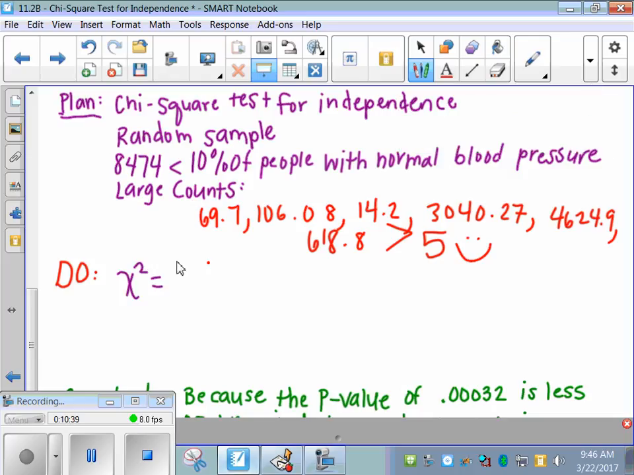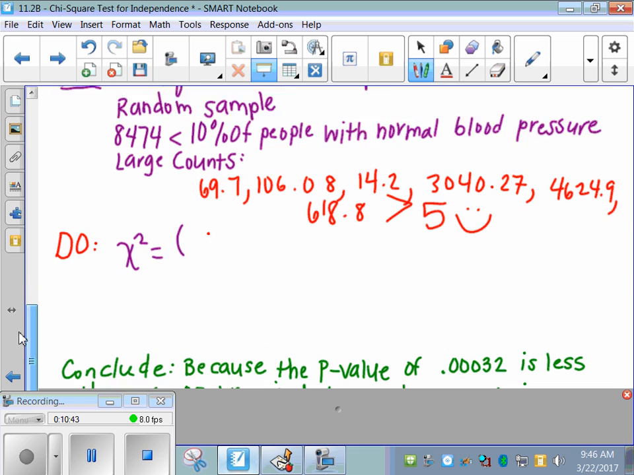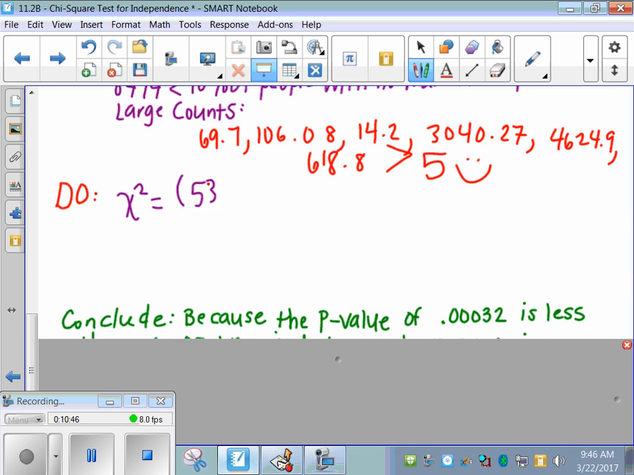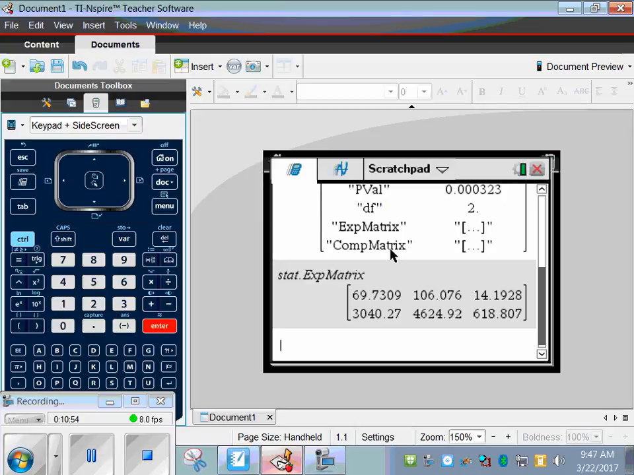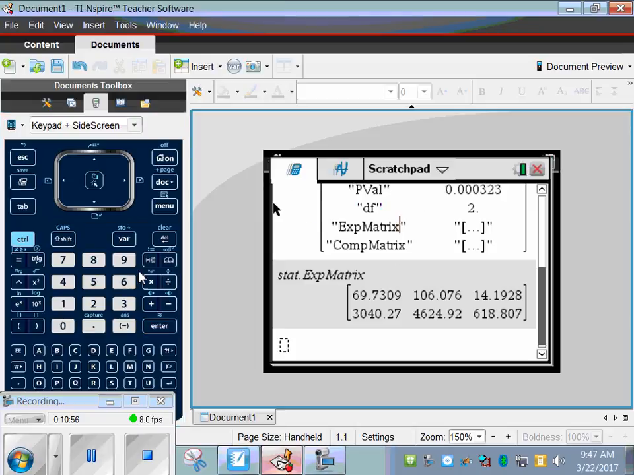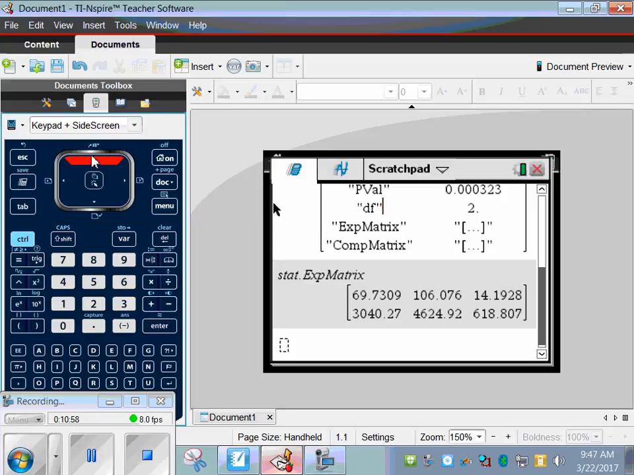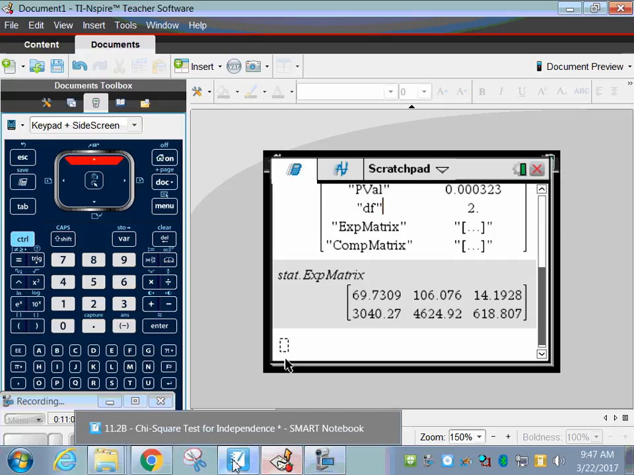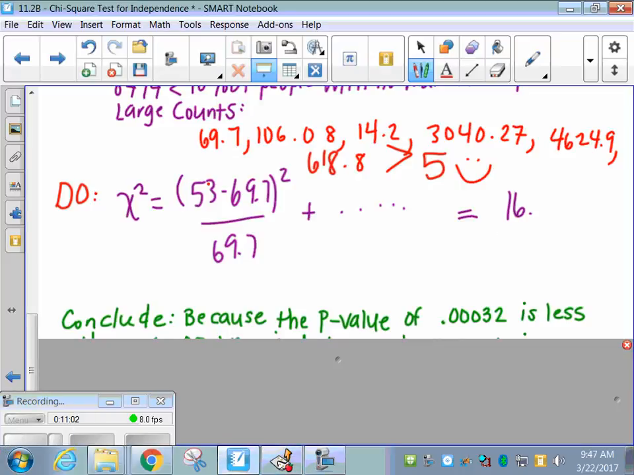So, do you guys remember it? What is it? Observed. Good. Over expected. All right, plus dot, dot, dot. All right, equals. So what did our calculator tell us? The p-value, or not the p-value, the test statistic was. I can't go up. Someone tell me what it is. Thank you. 16.77?